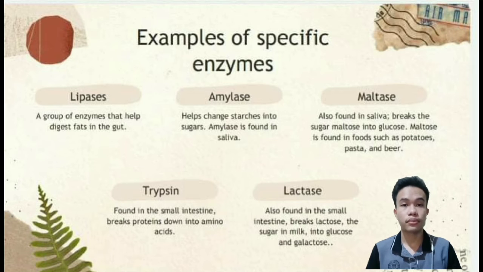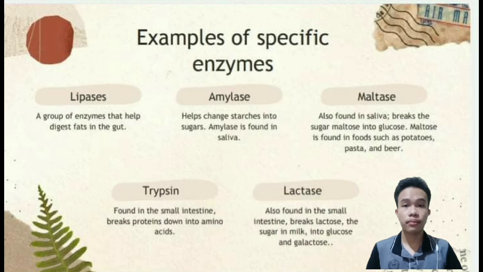Next is lipase. Lipase is a group of enzymes made by our pancreas, and it helps our body digest fats. Obviously, it is located in our pancreas because that's the place where it is produced. Maltase is an enzyme that can be found in plants, bacteria, and it is also present in foods like potatoes, pasta, and beer. Maltase breaks down the sugar maltose, turning it into glucose.